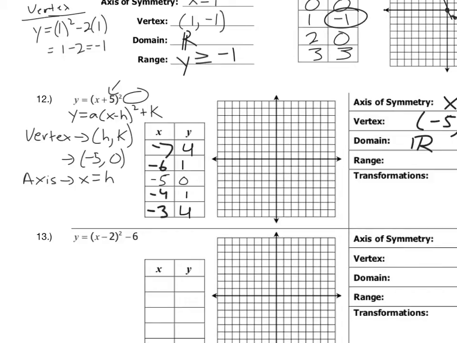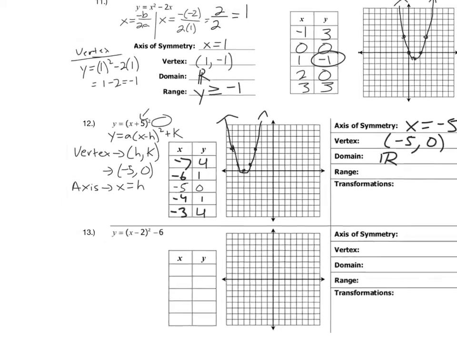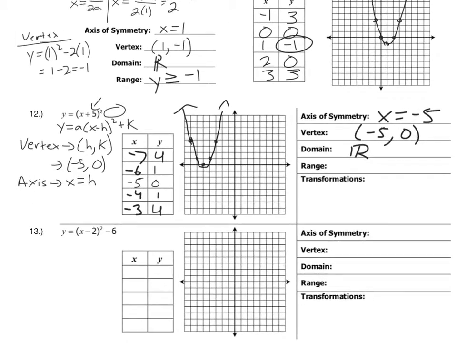-7, 4 is right here. -6, 1 is right here. -5, 0 is right here. -4, 1 is right here, and -3, 4 is right here. Then we draw our parabola, just like that, and there you have it. Your range is going to be y is greater than or equal to, because it's opening up, and then whatever the y value is of our vertex, which in this case is 0.